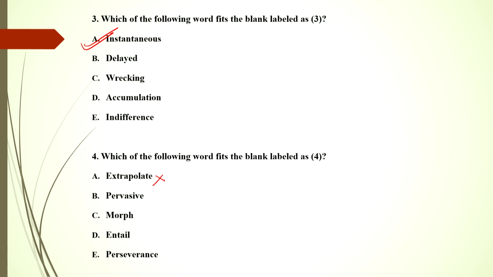Next is pervasive. Pervasive means present or noticeable or felt throughout a place or thing. It is an adjective, but we need a verb. Hence, option B is not our answer. So it's also ruled out. Now, next is morph. It means to change or undergo transformation. Hence, option C is the correct answer. Morph is the appropriate word over here.